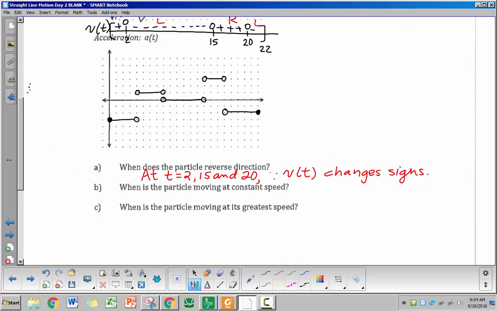When is the particle moving at a constant speed? Constant speed is when the acceleration is 0. So it's from 8 to 14. And that is from, you said 8 to what? 14. And I put the cents in front.